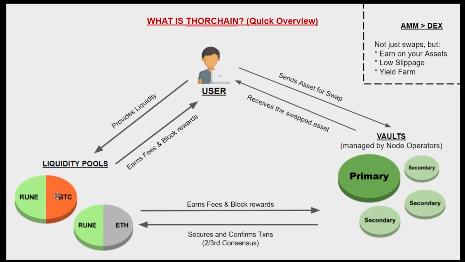As all the liquidity in the pool is secured and managed by node operators, a user can simply send the asset to the vaults and request the swapped asset or desired asset back, and vaults confirm the transactions having two-third majority on confirmation, and then send the desired asset back to the user.